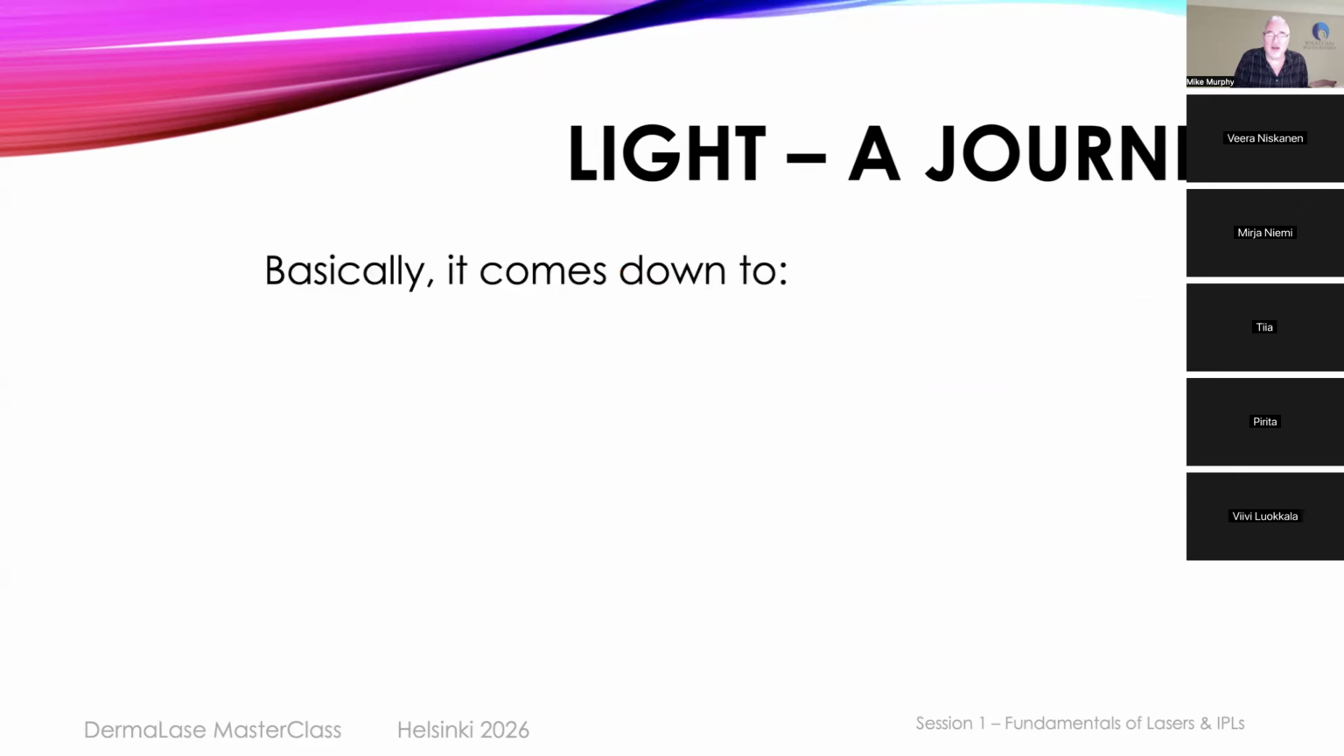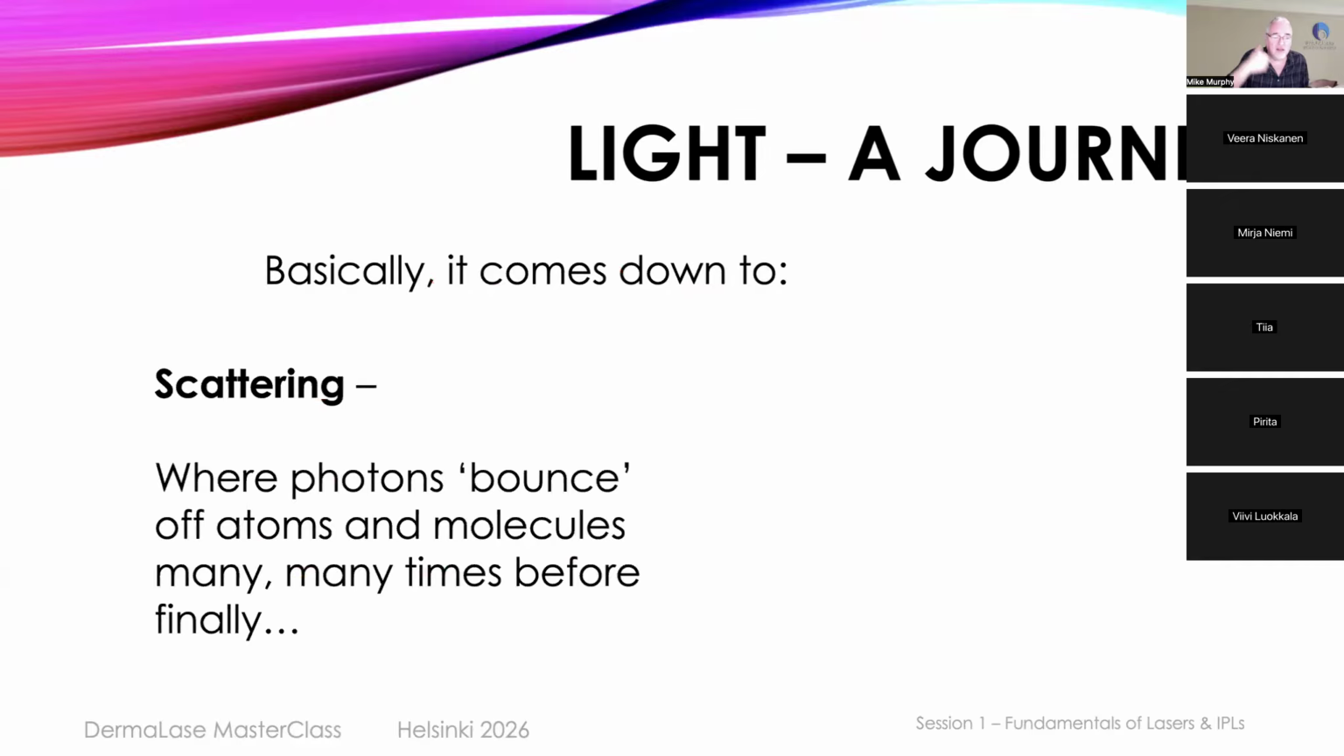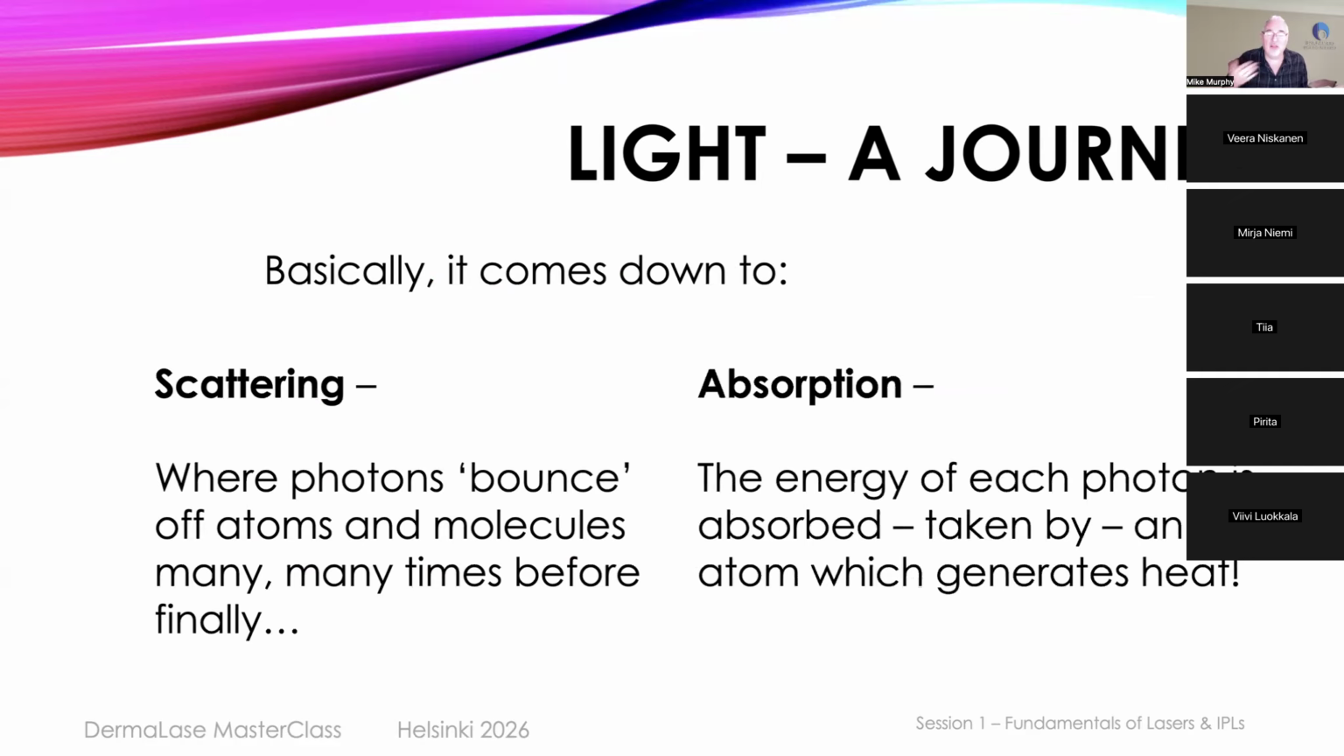Right? Quite a journey. So basically, it comes down to two things: scattering, where the photons are bouncing off all the atoms and molecules, and this can happen many times, like millions of times, before finally that photon is absorbed by something. Okay, so when you fire light into the skin, this is happening. In fact, it's happening right now. As you're sitting there in Finland and I'm sitting here in Scotland, it's happening right now. All the light that's going into your skin is scattering and bouncing all over the place, and then either it's being absorbed by something in there or it's emerging back out into the atmosphere.